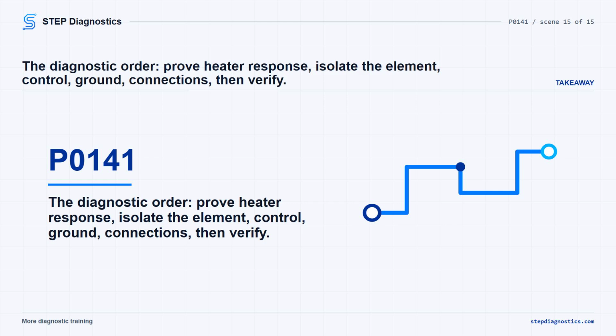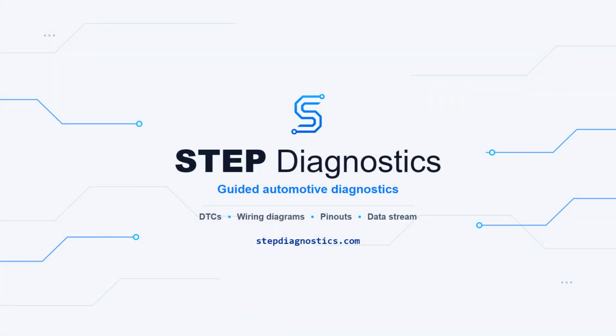Bottom line, prove heater response first, then isolate the element, the control circuit, the ground, and the connections before making the final call.